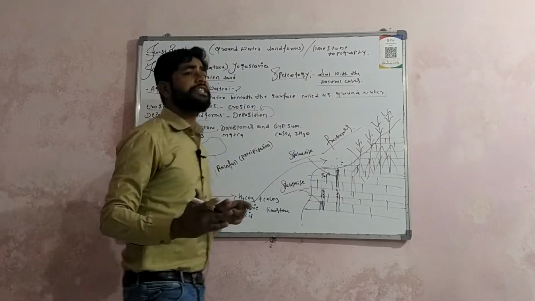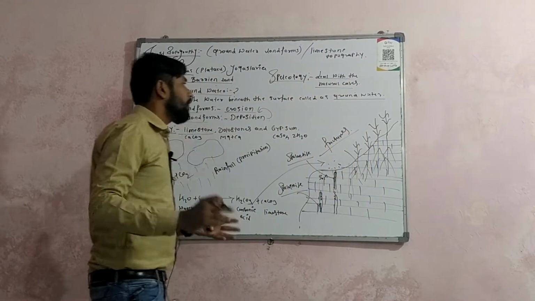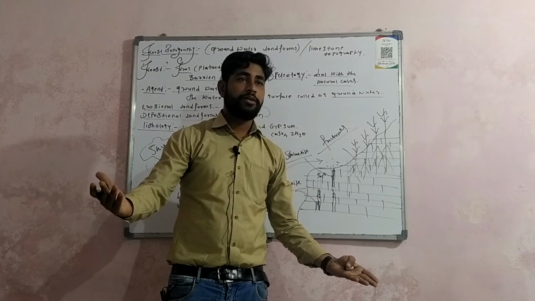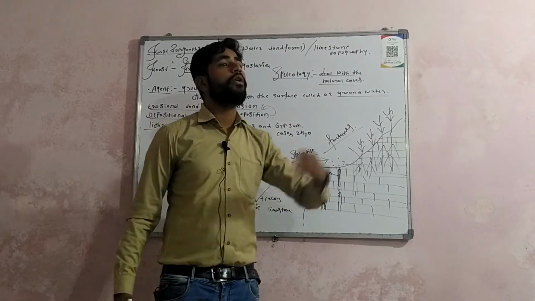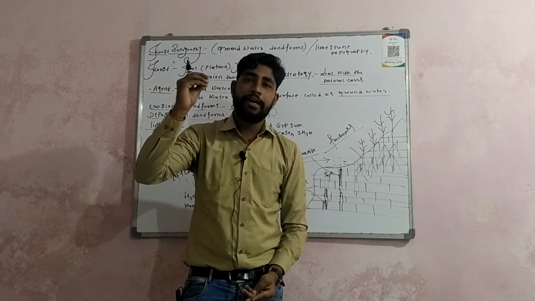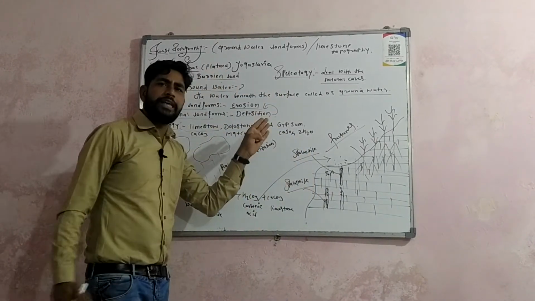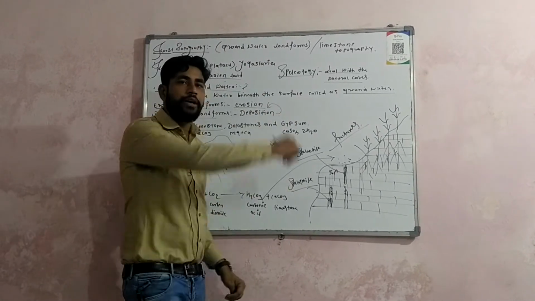Because any agent like wind, water, ice and groundwater, all agents create erosional and depositional landforms. Means it's having both landforms. It creates both landforms, erosional landform and depositional landform. So erosional landforms, there are different examples of erosional landform created by karst, means groundwater.